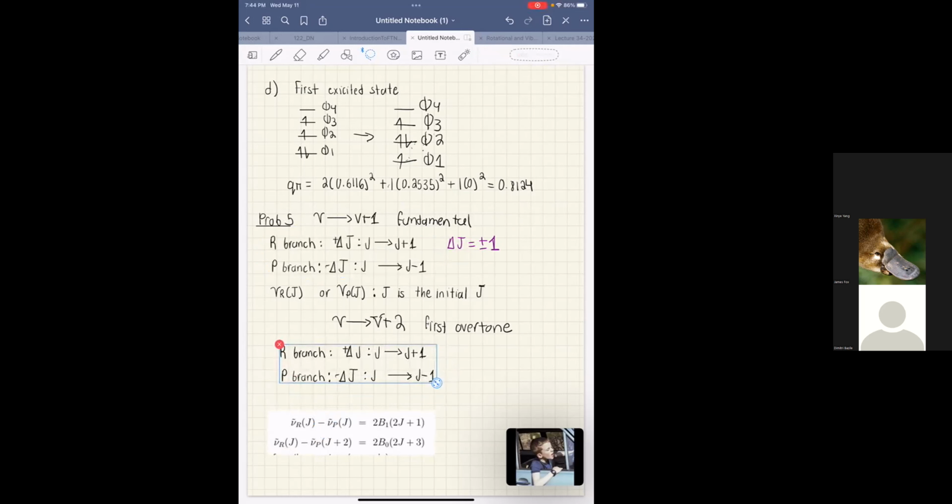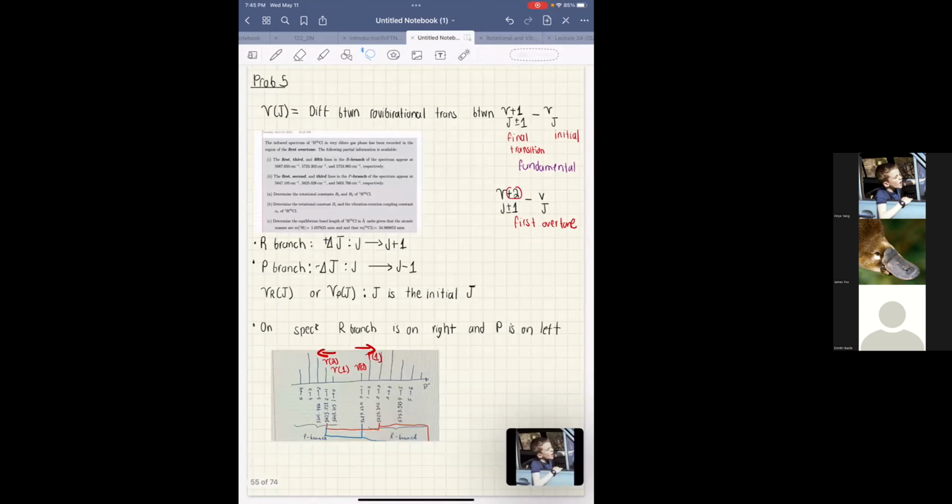Does that make any sense? Plus or minus 2? It's just +2, it doesn't decrease. So for the first overtone, it's pretty much the same thing as the fundamental, except v is increased by two quantum numbers. You still have an R branch and a P branch, and it's shown.